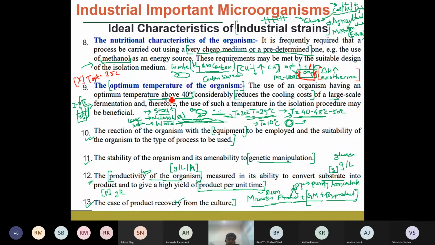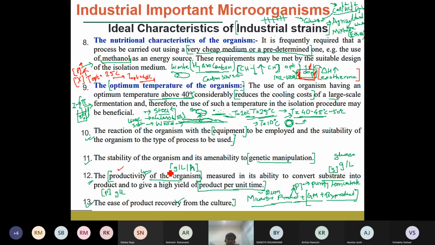So if you are developing microorganisms in which the optimum temperature for growth is around 40 degrees, the heat released by these microorganisms during metabolic activity can actually be used for their growth. That will help improve the biomass concentration, and as the biomass concentration improves, it will lead to an improvement in product formation. So these are some of the ideal characteristics, and then we talked about productivity.